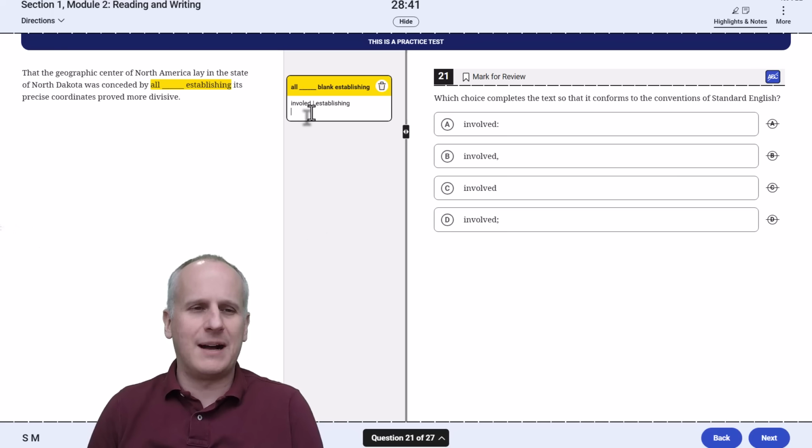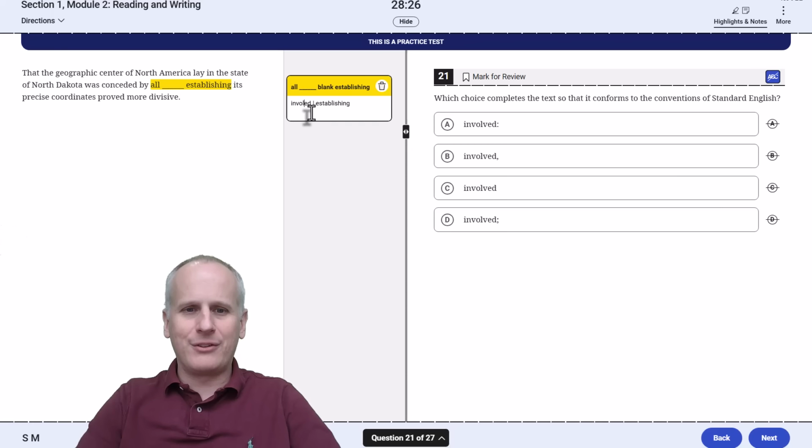So starting from the top, that the geographic center of North America lay in the state of North Dakota was conceded by all involved. Well, the verb was conceded is our main verb, and it was done by all involved. It looks like I missed out a second V there, but I would say that before we've got a complete idea. Got a subject and a verb, that's going to be able to stand alone as its own independent sentence.